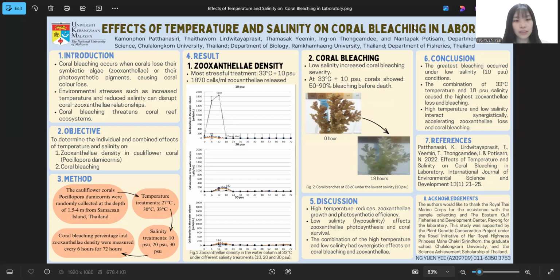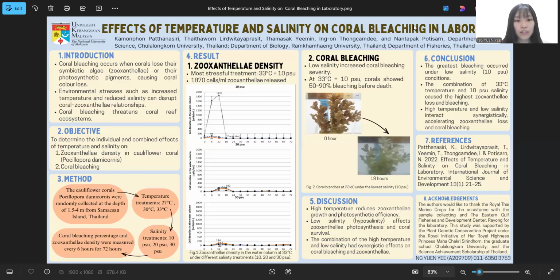collaborating institutions. First of all, coral bleaching occurs when corals lose their symbiotic algae, which are known as zooxanthellae, or their photosynthetic pigments, which causes the coral color loss. Environmental stress, such as the increase of temperature and reduced salinity, can disrupt the coral-zooxanthellae relationship.